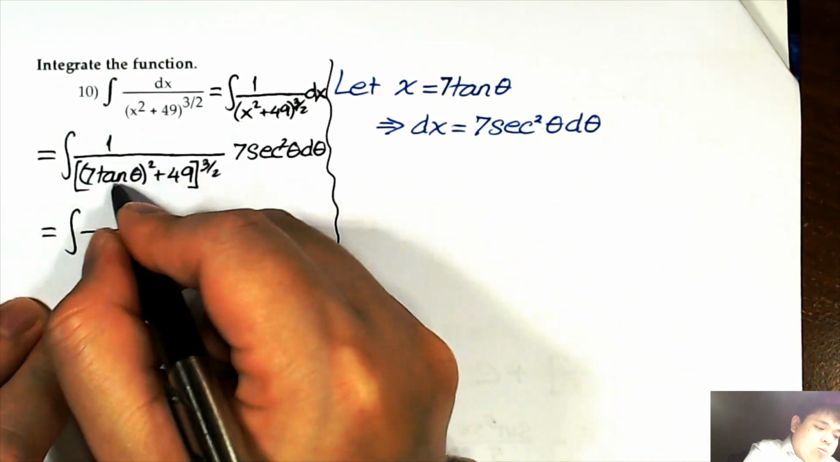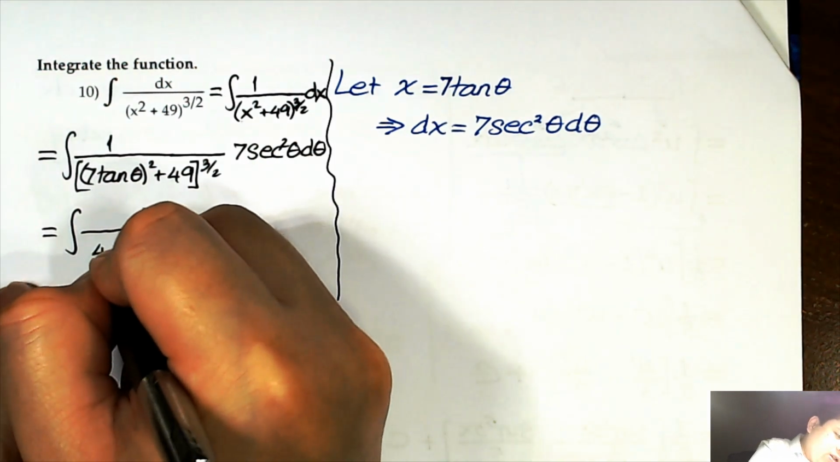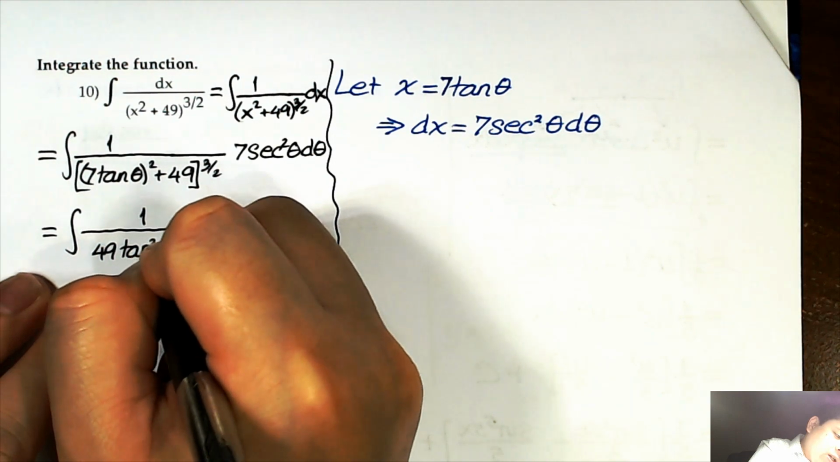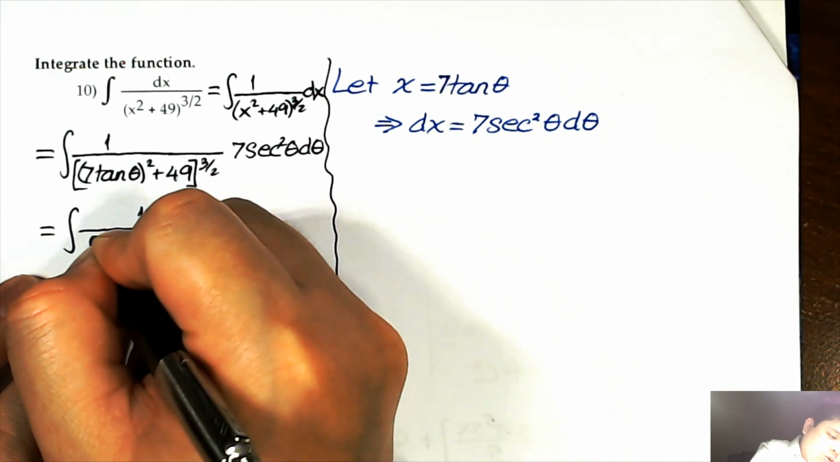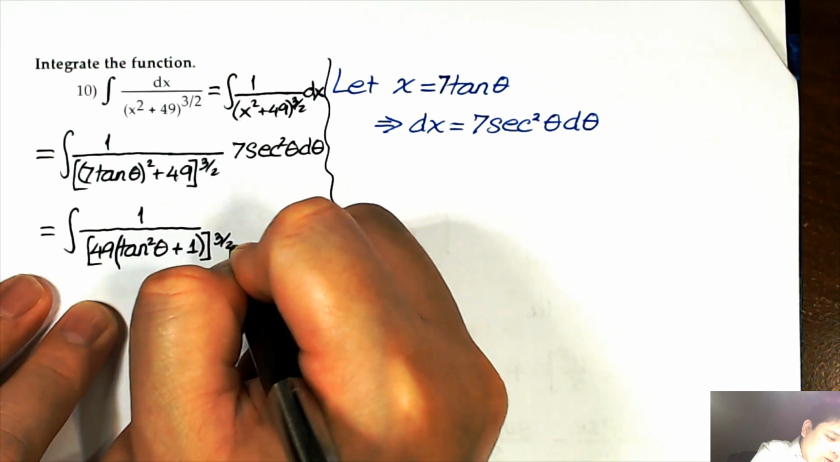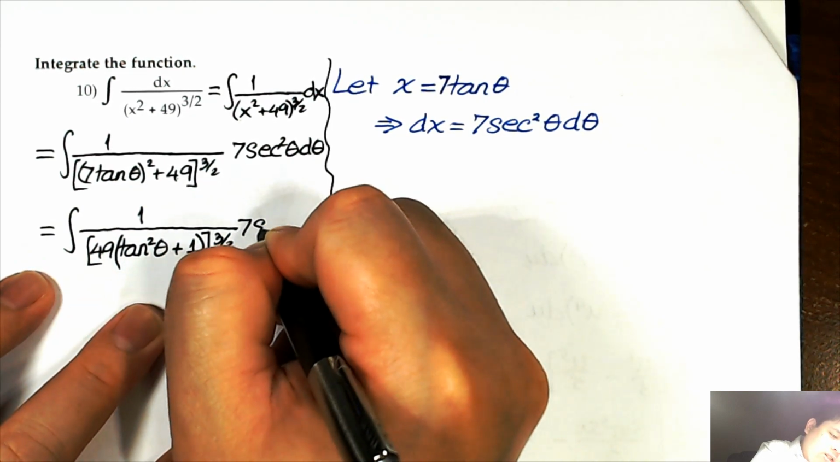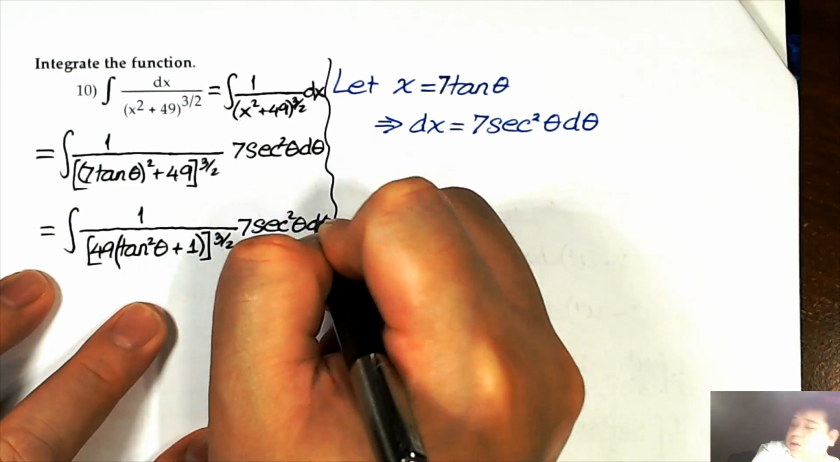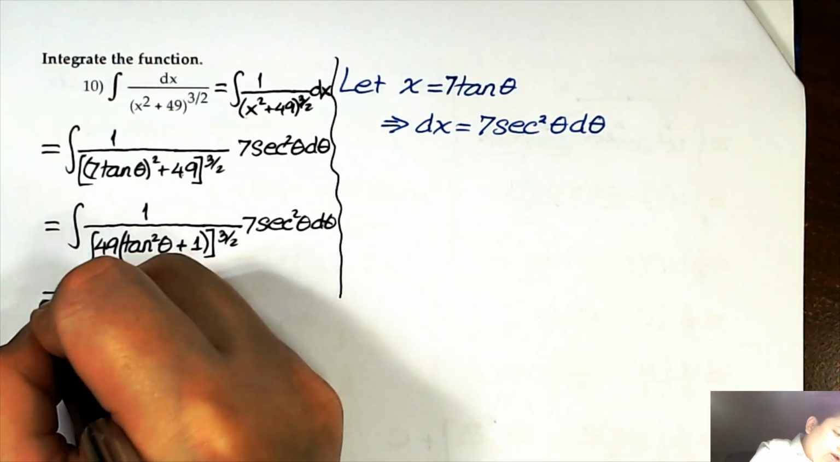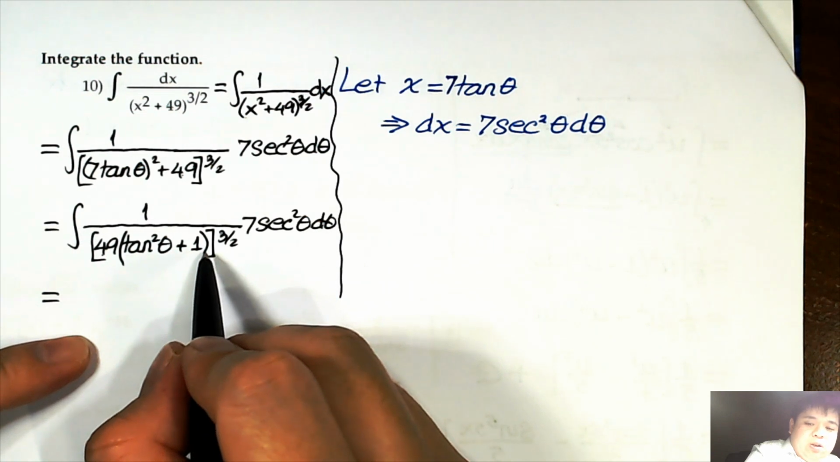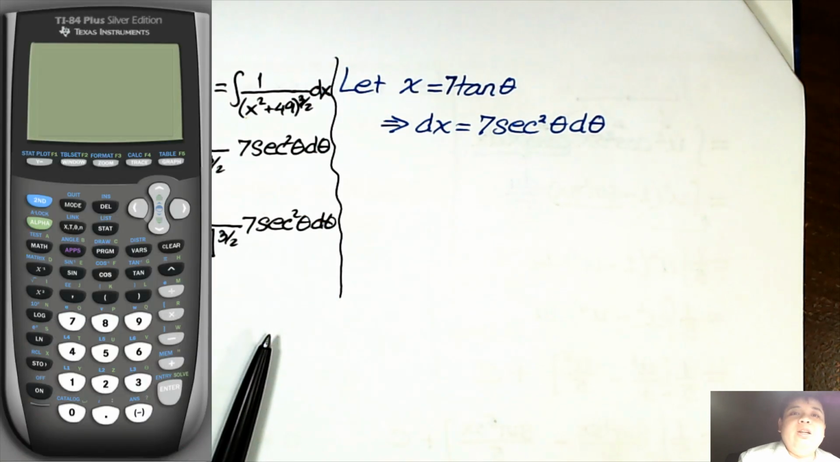Multiply it out to have 49 tangent squared, and we have 49, so I will factor out the 49, and that's what we have to the 3/2. Still with 7 times 7 secant squared d theta. Now 49 to the 3/2. That's 343. That's 7 cubed actually.